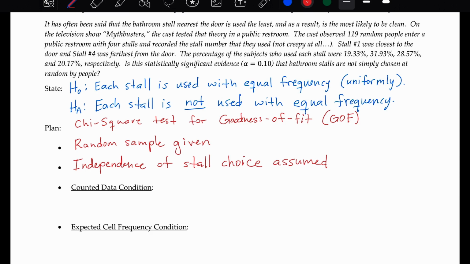So thus, we can assume independence of the stall choice is met here, okay? So if you weren't sure about that one, pause it and go ahead and write it down and process why it's important that we know that the bathroom was actually empty when the people entered.